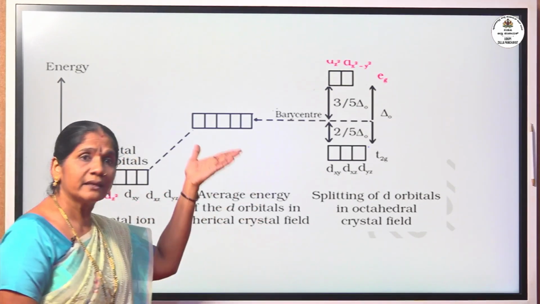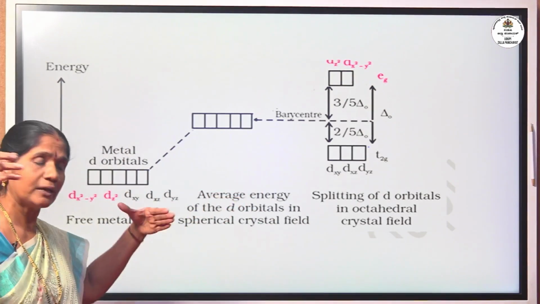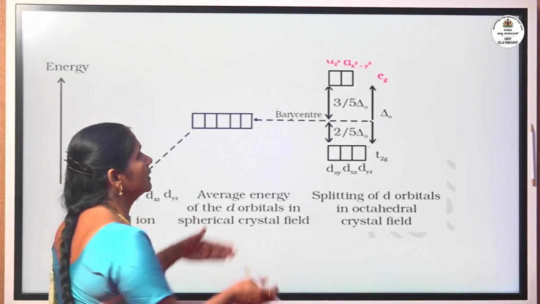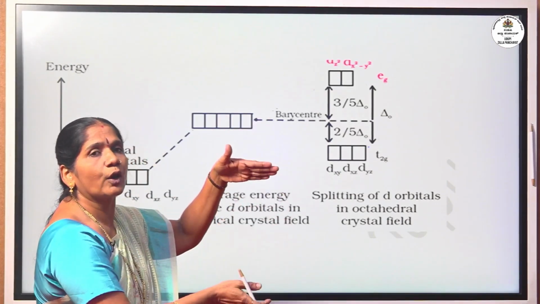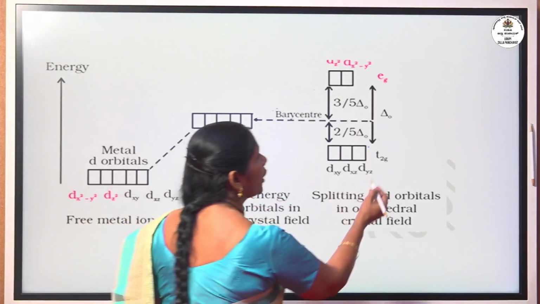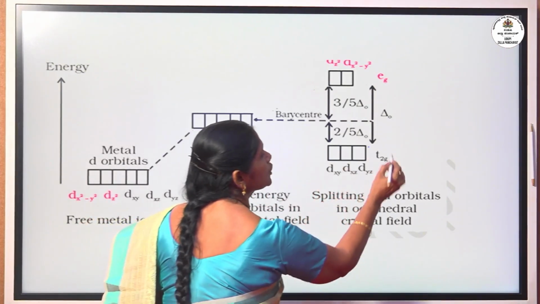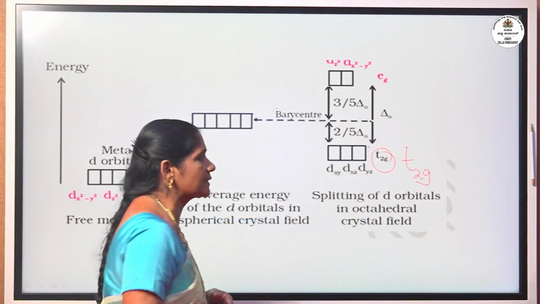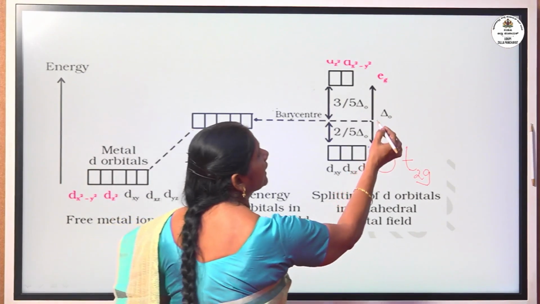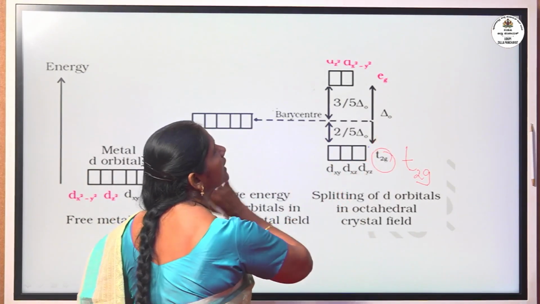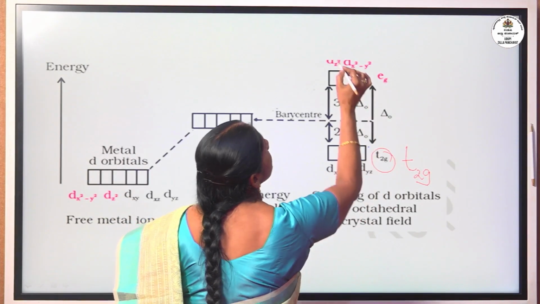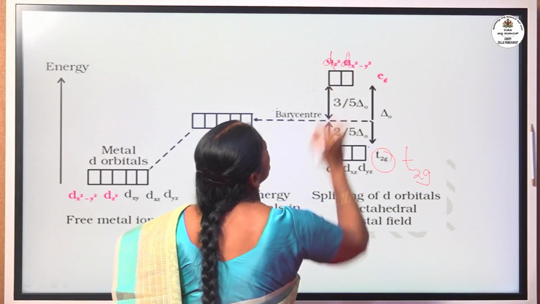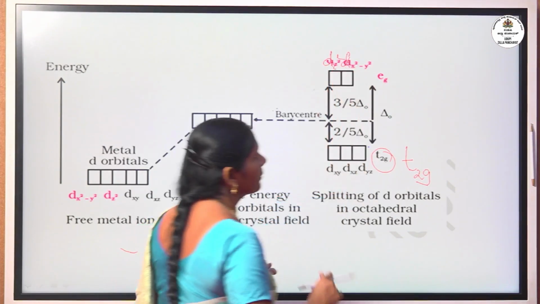Average energy increases when the metals approach from the spherical field from far, but when the ligands approach very near, there is splitting according to the direction of approach. In the octahedral field, you can see this is called the T2G set, which contains dxy, dxz and dyz, where they get lowered in their energy relative to the mean, the barycenter. And this is dx square minus y square and dz square. So dz square and dx square minus y square.